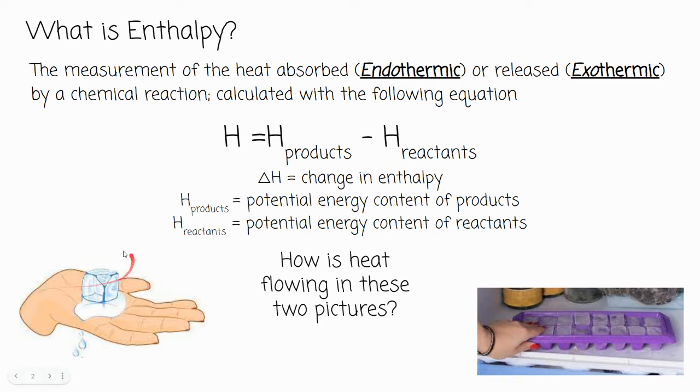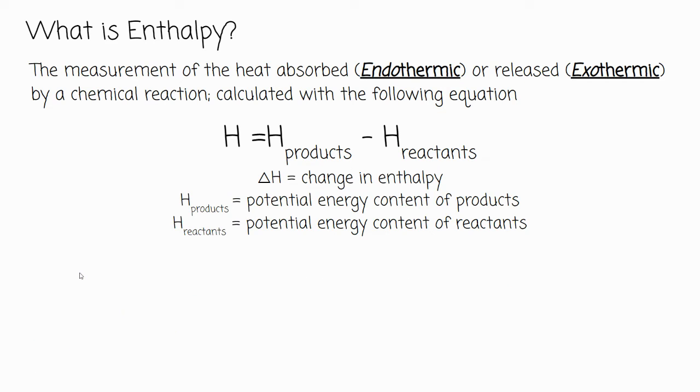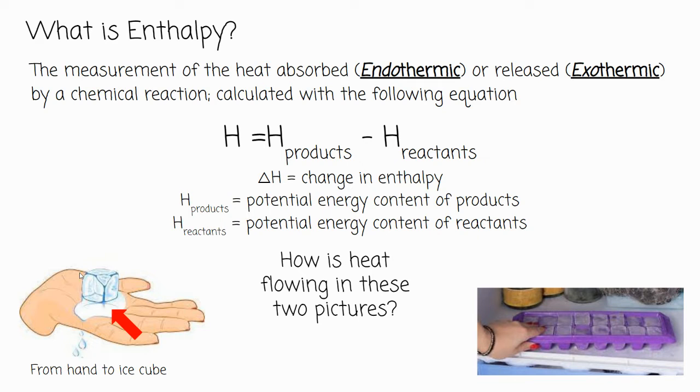So looking at this one here, which one is naturally warmer? Of course the hand is naturally warmer. So heat is actually flowing from the hand to the ice cube, and remember it's the ice cube that we're paying attention to. Because the heat is flowing from our hand into the ice cube, that means the ice cube is absorbing energy. So it's taking in that heat from our hand, and therefore that is an endothermic reaction because it has to absorb the energy in order to melt. Now, when it takes heat from our hand, our hand is losing heat, so our hand is going to feel cold.